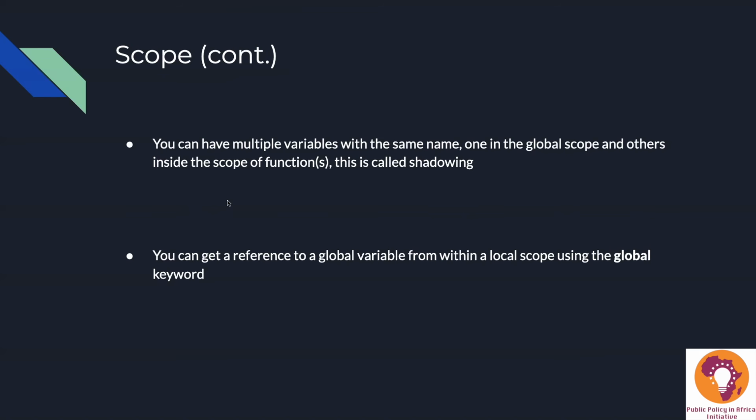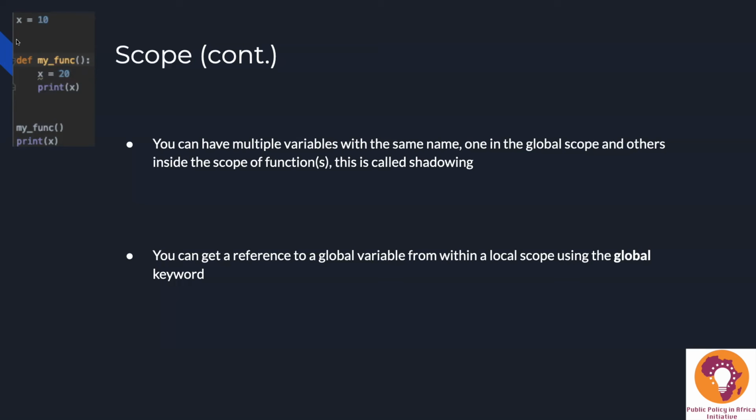So yeah, you can have multiple variables with the same name, one in the global scope and others inside the scope of functions. This is called shadowing. So in this particular case, I've created a variable x and I've set it equal to 10. But now inside of my function, I've defined my func and I've created this variable x equals 20, and I'm printing out x in this function. So you'll see here, this is underlined in gray. This is not an error. This is just warning me that I'm shadowing the global scope variable with a local scope variable.